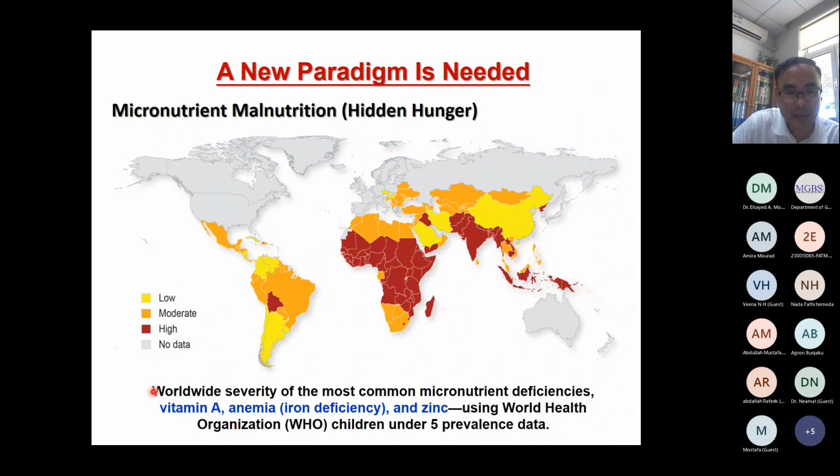So this is the map. The worldwide severity of the most common micronutrient deficiencies includes vitamin A, iron deficiency anemia, and zinc. They are using the World Health Organization data set, the prevalence data for children under 5. So you can see clearly that South Asia and most parts of Africa suffer from micronutrient malnutrition. So a new paradigm is needed.